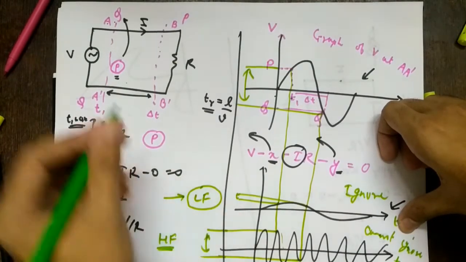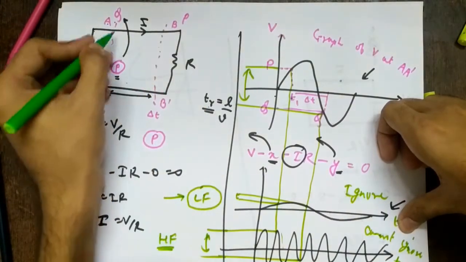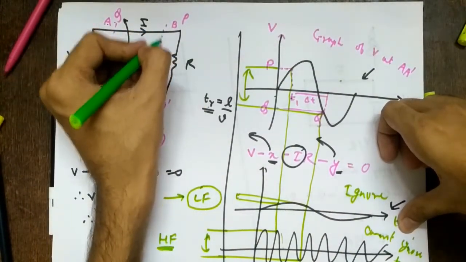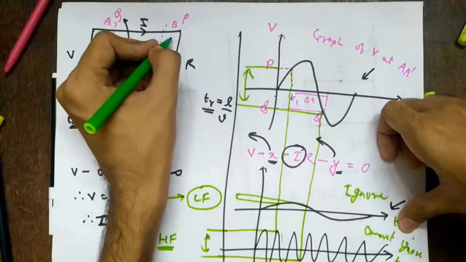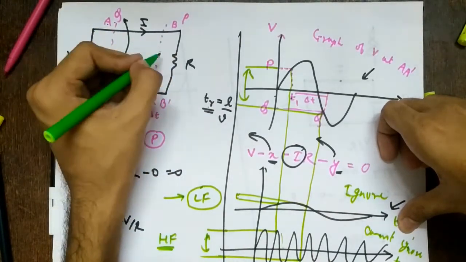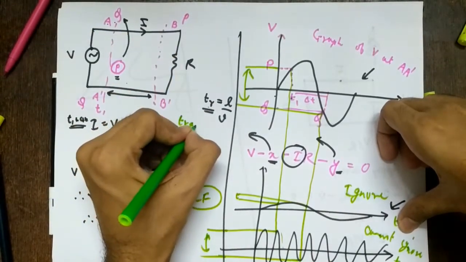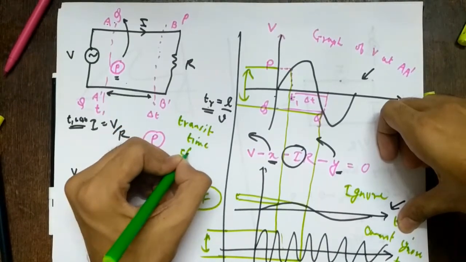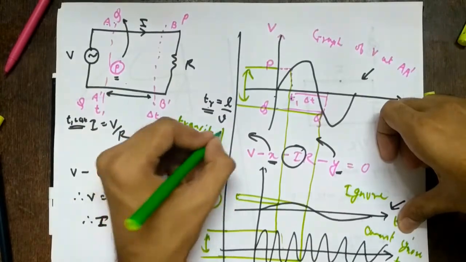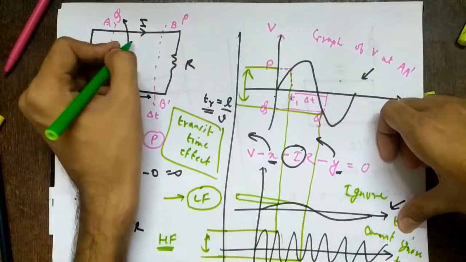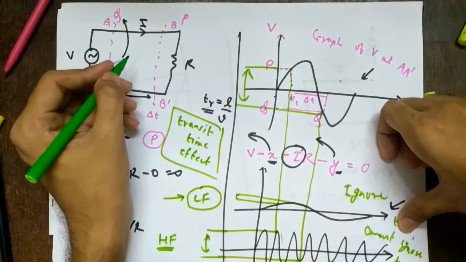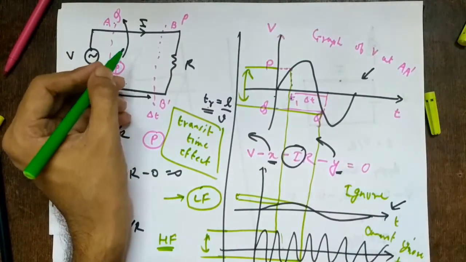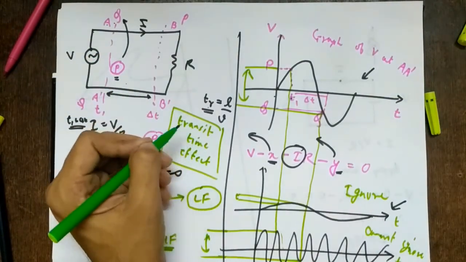I talked about the effect. Since the voltage at A prime takes a finite amount of time to travel from A prime to BB prime, it requires a time to transit. So it is called the transit time effect. This effect which we studied, that we cannot apply KVL, and if you cannot apply KVL, obviously you cannot apply KCL. Where the laws fail, that effect is called the transit time effect.